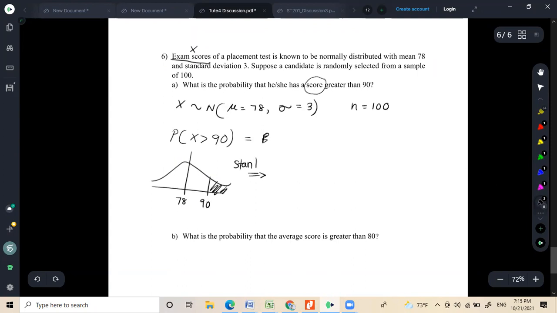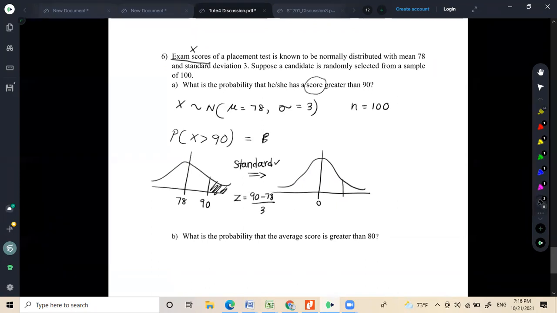When you standardize, you get the standard normal distribution, symmetric about the mean. You have to find the Z score for 90. So find the Z score, 90 minus 78 divided by the standard deviation 3. Can you find this value for me? 90 minus 78 divided by 3. So this is the same as the probability Z greater than the Z score. What is it?